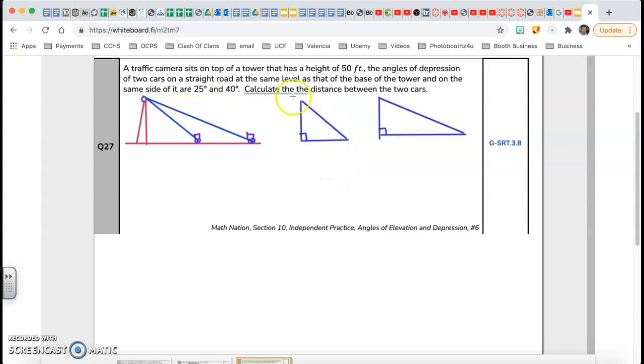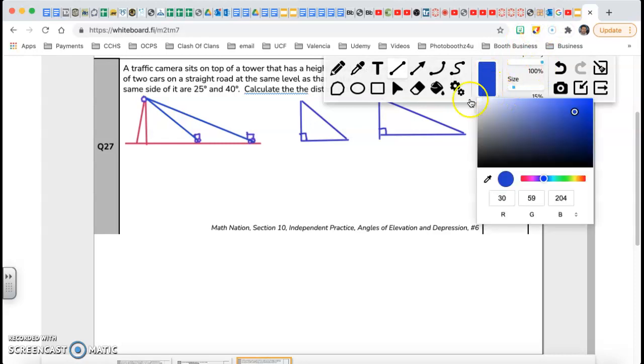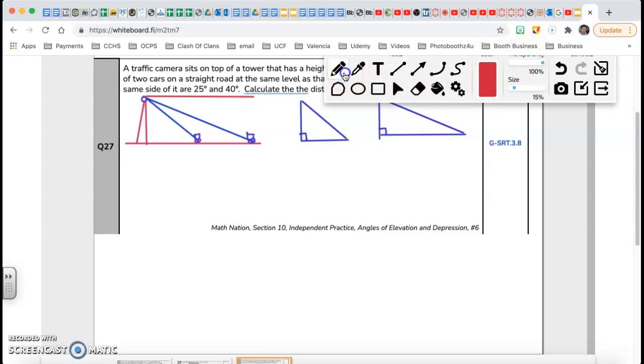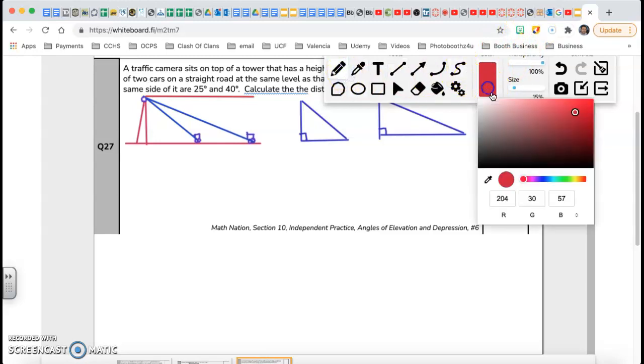Alright, the angles of depression. So let's talk about the angles of depression. The angles of depression are the angles that are made with the horizontal. So let me get a different color. This is the camera. I'm going to put a horizontal line right there. Okay, horizontal line. Let me read the problem again, so you understand what's going on.